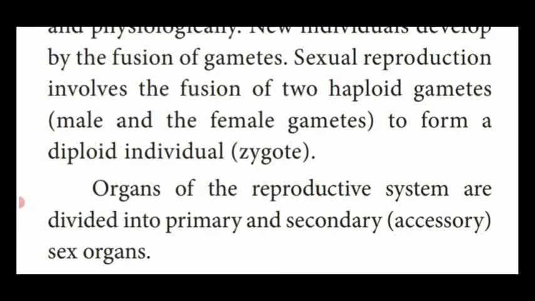Secondary sex organs are named accessory sex organs. They are not directly involved in the fertilization process, but they help the reproductive process, so they are known as secondary or accessory sex organs.